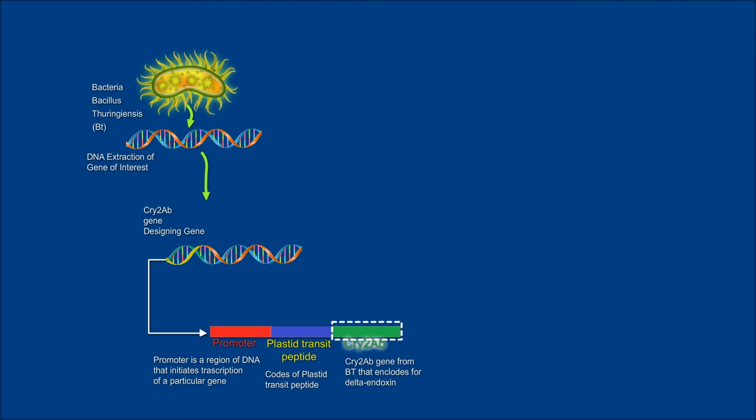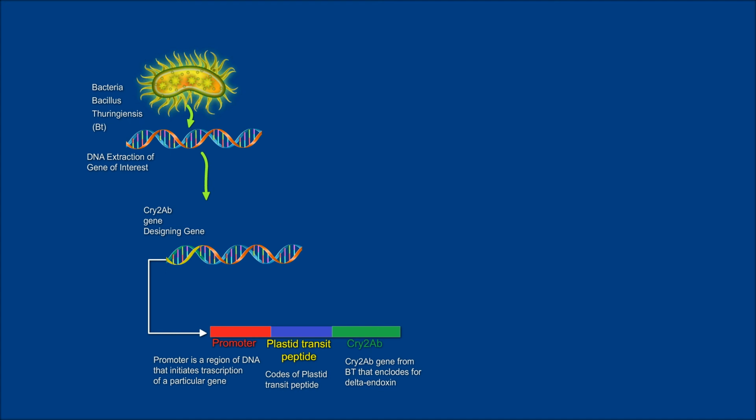The Cry2AB gene was, for instance, attached to a specific promoter derived from cauliflower mosaic virus for making it suitable for expression in the plant cell. It was also desirable that the toxin in the cell be transported to the plastids in the plant cell for better results, and thus the gene for the protein that would perform this function, the plastid transit peptide from the Arabidopsis thaliana plant, was also added to the gene sequence.